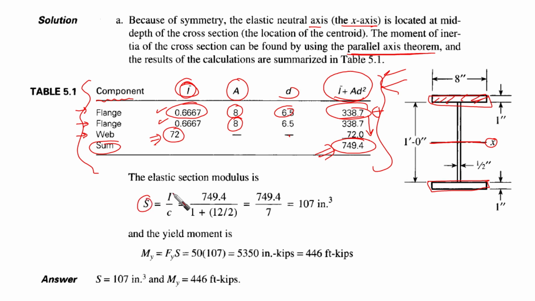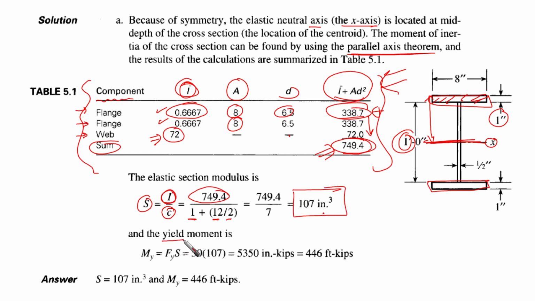Our S is going to be I, the moment of inertia, over C, which is the furthest distance from the neutral axis. Our I here is 749.4 over C. It is going to be like this distance here. We have 1 inch plus 12 over 2, because we're talking about inches, and 12 is 1 foot. Okay, so this gives us 107 inch to the power 3.